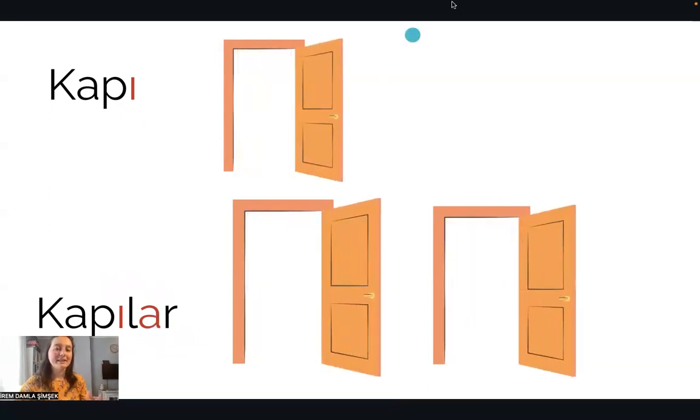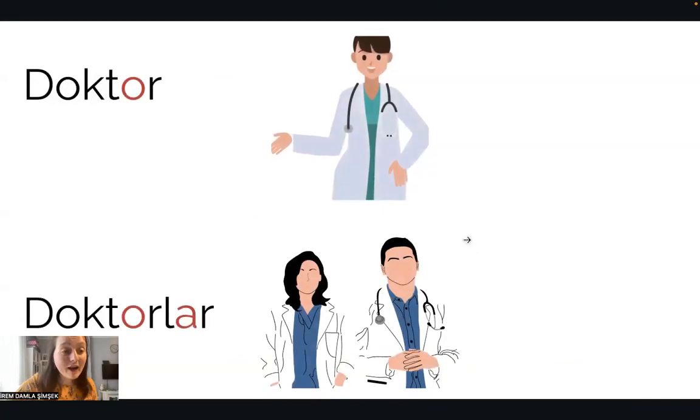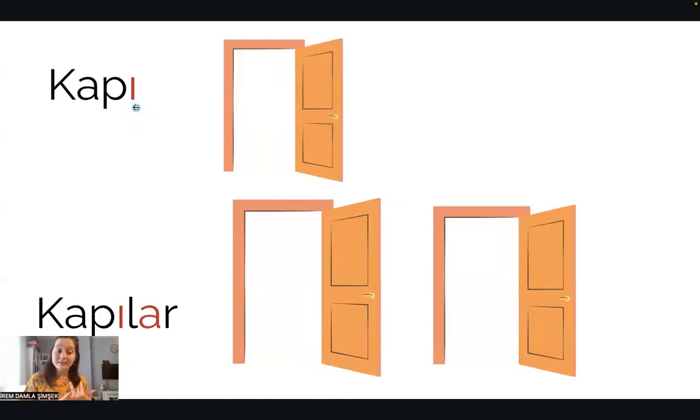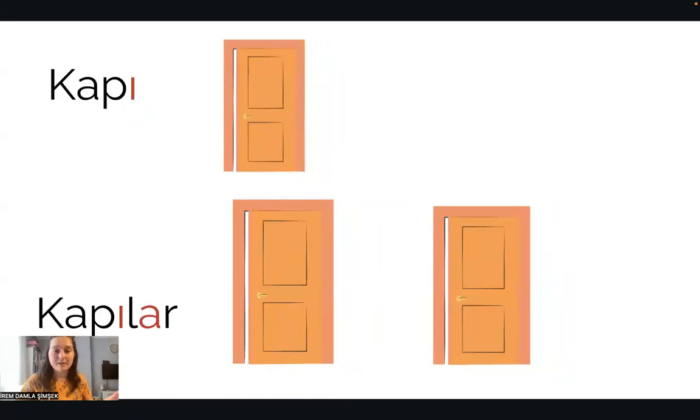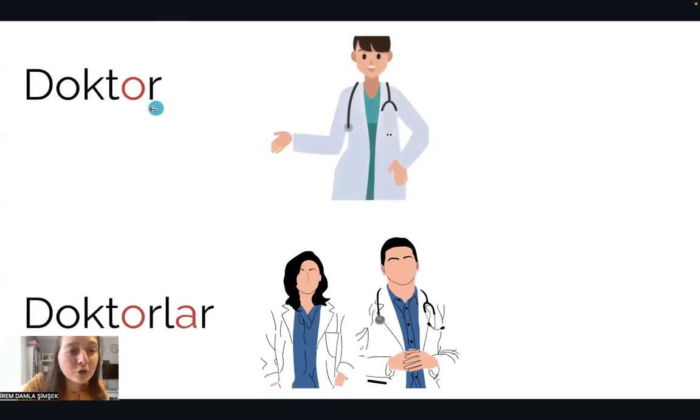Next example, doktor, doctor. The final vowel, okay, it's not at the end of the word. Look at here, in kapı, it's the final sound and final vowel. But it doesn't have to be the final sound. Doktor ends with a consonant, but it's okay. We just check the final vowel. What is the final vowel here? It's o. So no dots. How do you make it plural? Doktorlar.